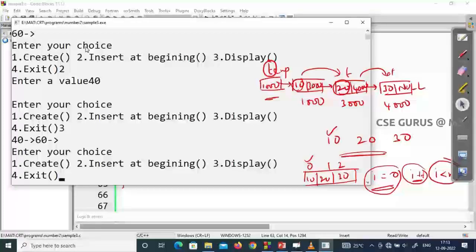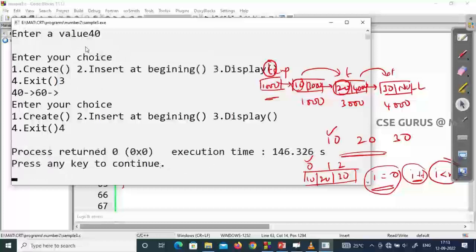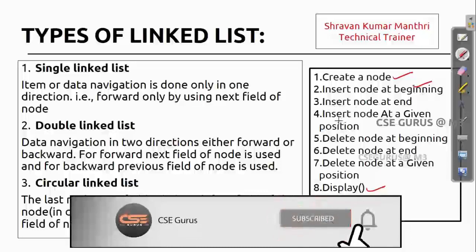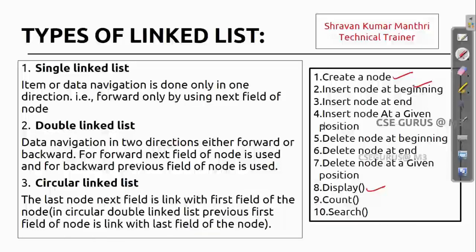And finally if you give option 4, it will be the end of this process. Yes, it comes out. So this is what you can do with respect to the linked list. We have done with creating a node, we have done with inserting a node at the beginning, and also the display part. Now we'll see the remaining things in the next video lectures.